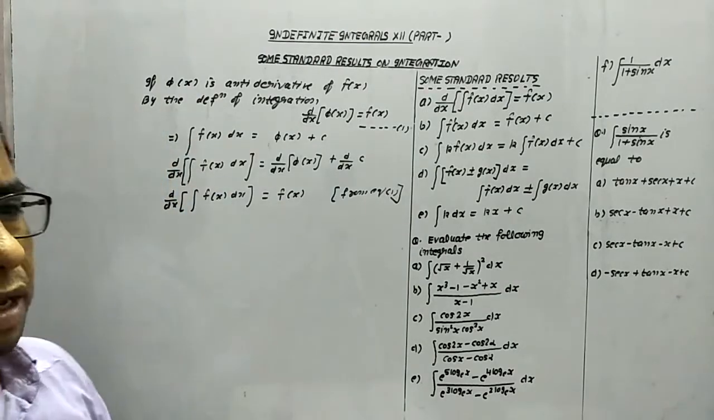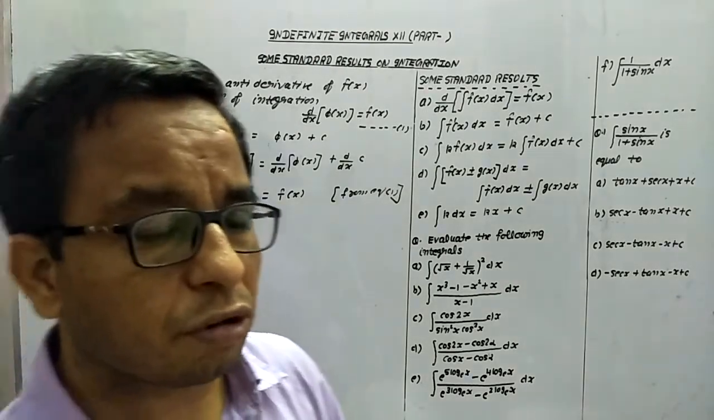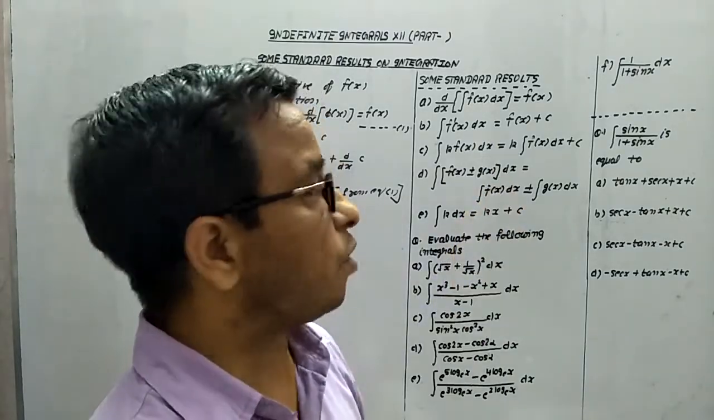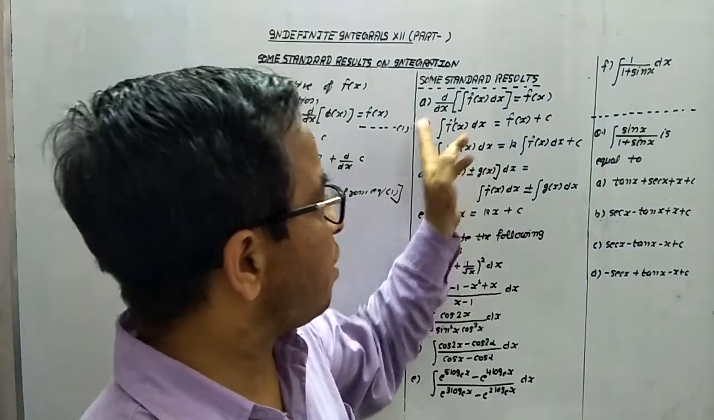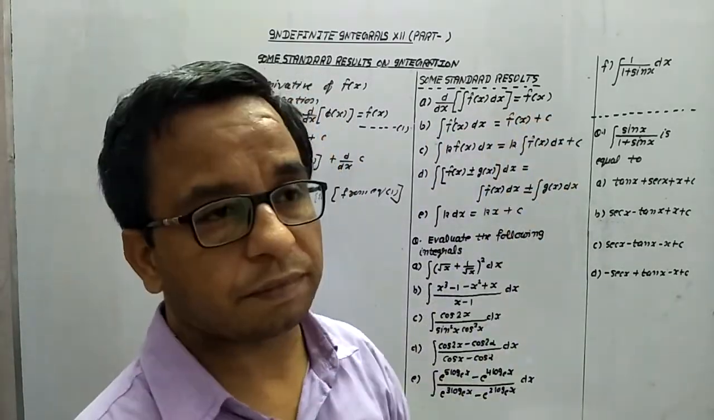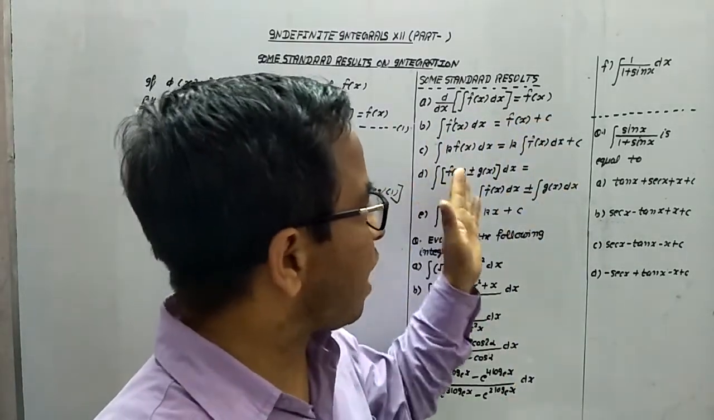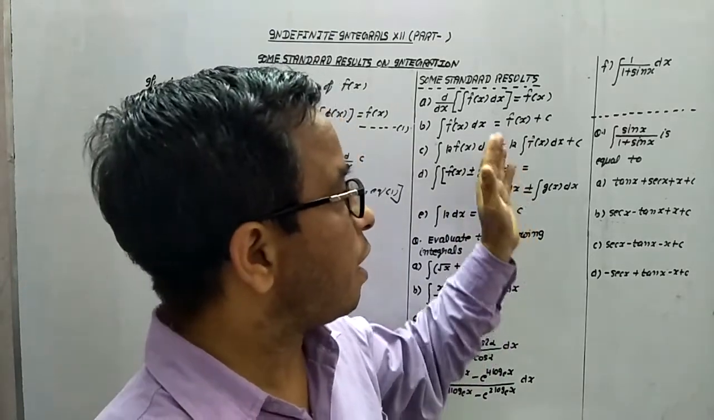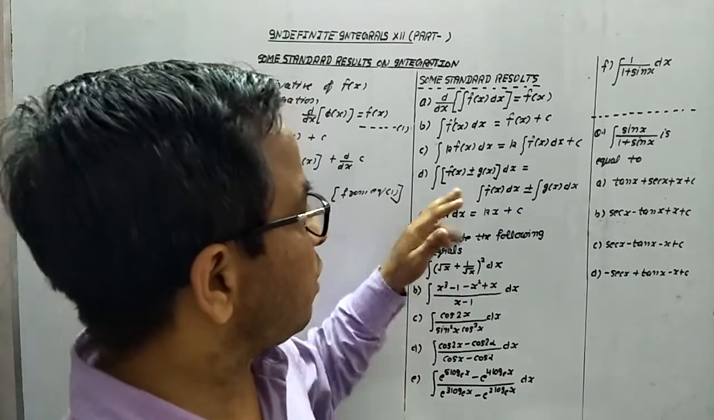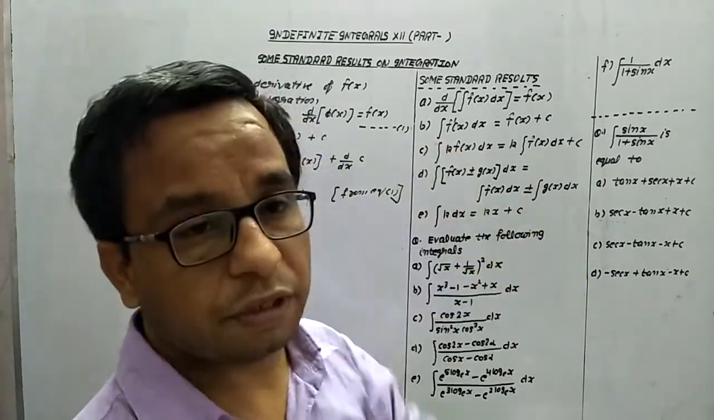These proofs are not so important for you; only the results are very important. Look at this. What is the second result? Integration of f dash x dx is equal to f(x) plus c. Next, integration of k f(x) dx is equal to k times the integration of f(x) dx plus c. Actually, this k is a constant.